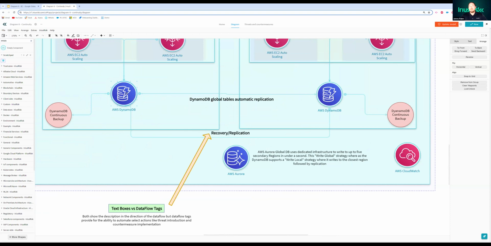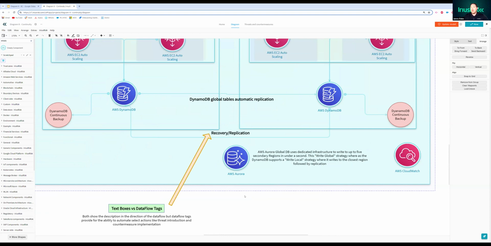So with DynamoDB, I believe this is a default configuration, but whenever I am writing to a Dynamo database, it's automatically going to write to the closest database, and then I can replicate that to other regions. Okay, so it's a write local strategy.